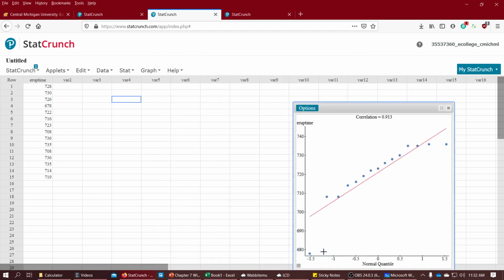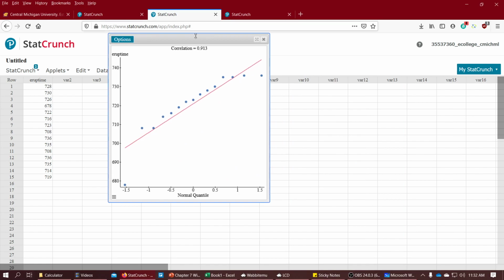So I click compute. Okay, so here we have the normal quantile on the bottom, and eruption time on the left. I'm going to in a second show you how to do this plot in the calculator, but what StatCrunch will give to you is the correlation up here at the top. Do not confuse the correlation between two variables with this correlation. This is the same notion, but it's between two variables where we know what one of them is, and the other one is something that's been calculated for us. So it's kind of hard to look at.